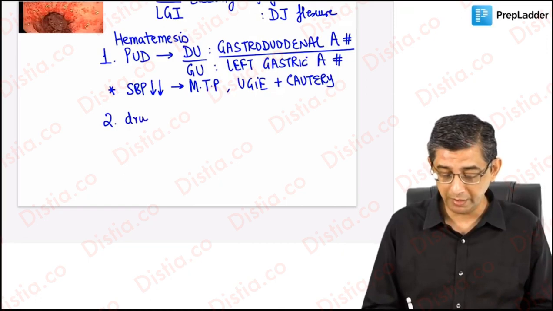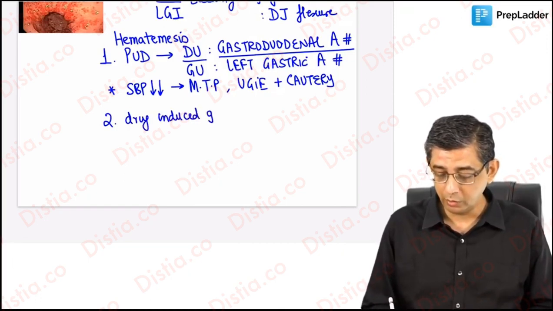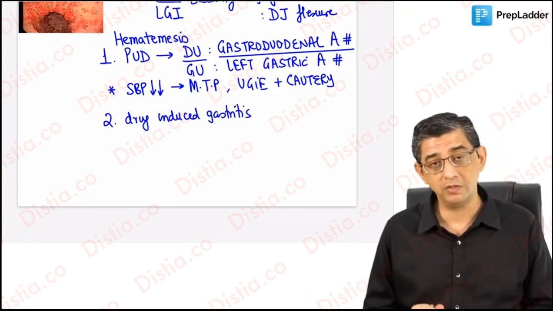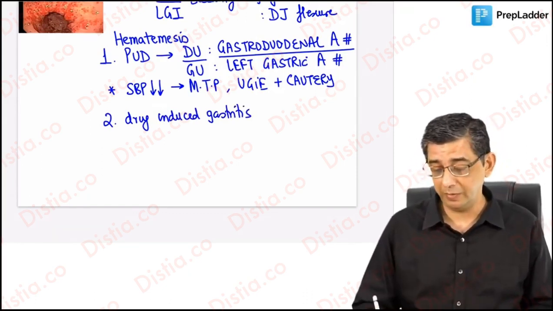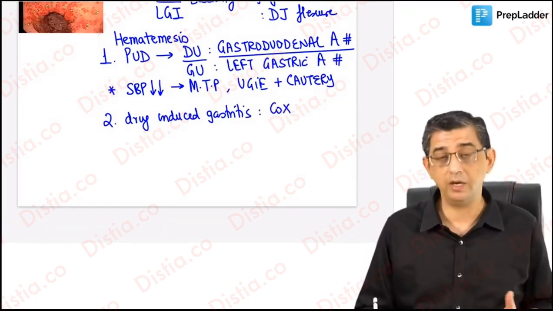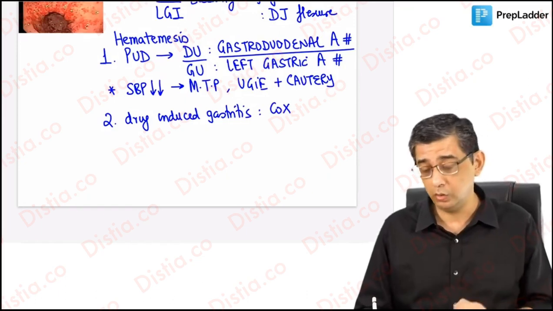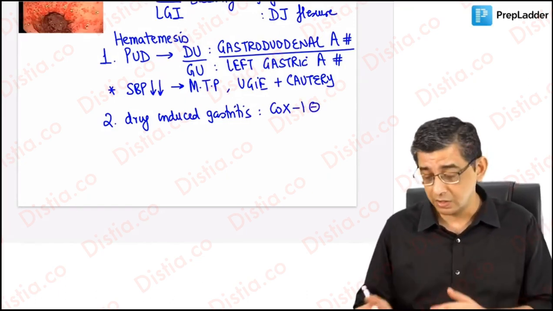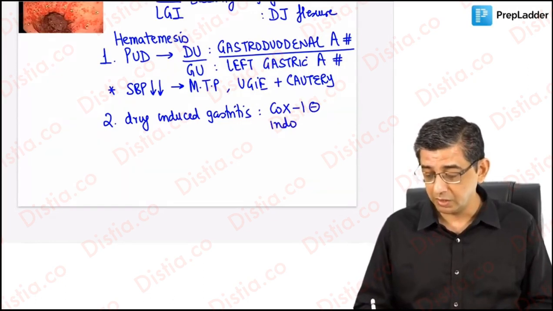The number one cause of puking of blood by any patient is peptic ulcer disease, after which you should remember drug-induced gastritis. I am talking about erosive gastritis. Now, H. pylori causes non-erosive gastritis, but drug-induced gastritis would mainly be due to loss of the protective mechanism. The prostaglandins play a stomach protective role if you're prescribing COX-1 inhibitors to a person on a long-term basis, or a person is abusing painkillers.